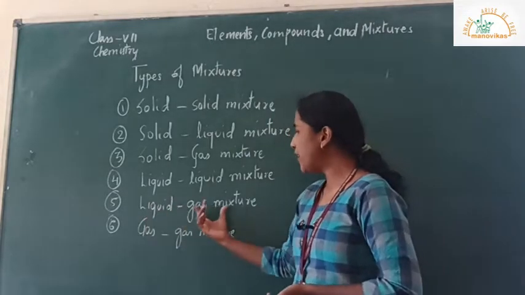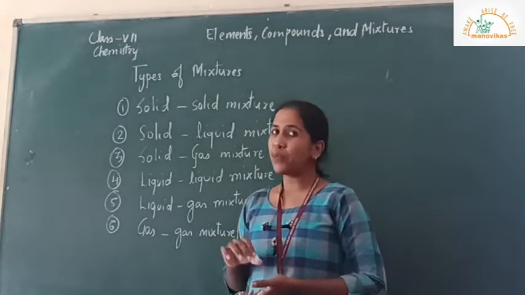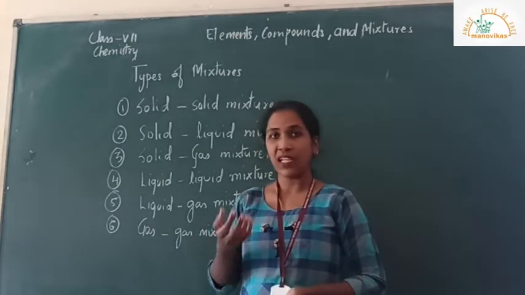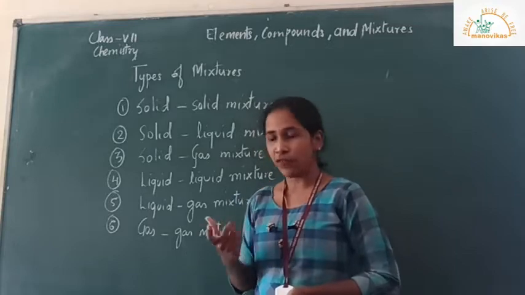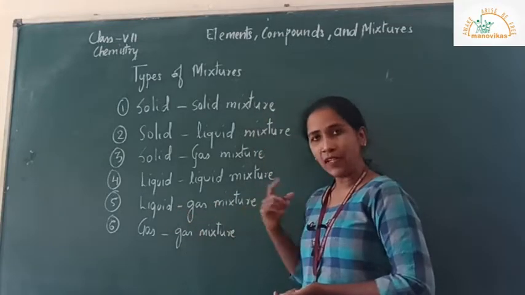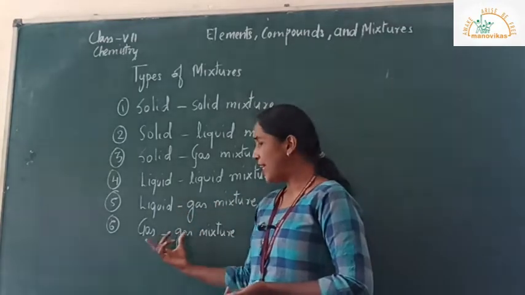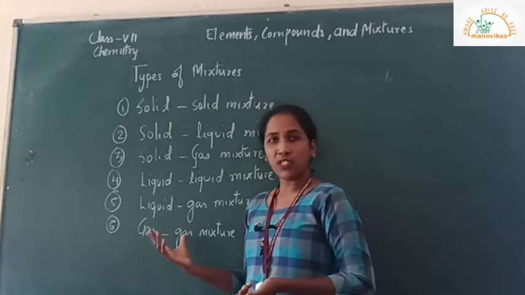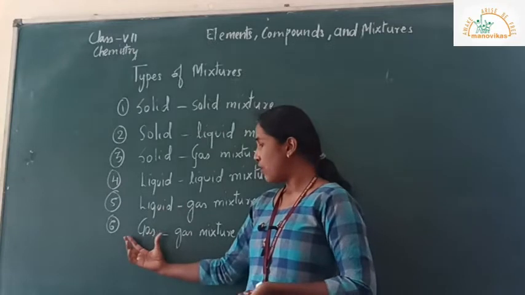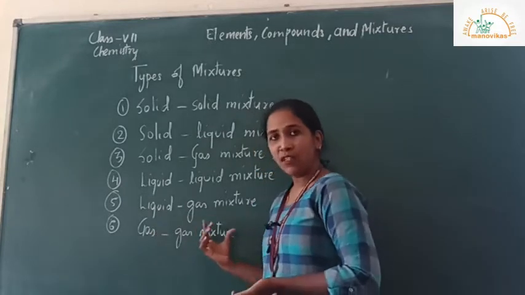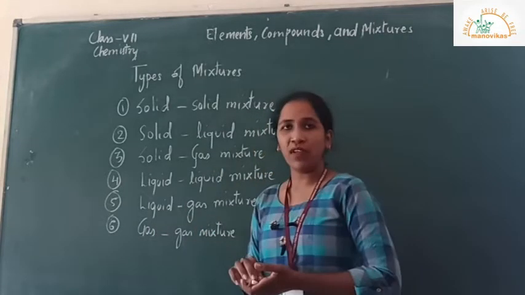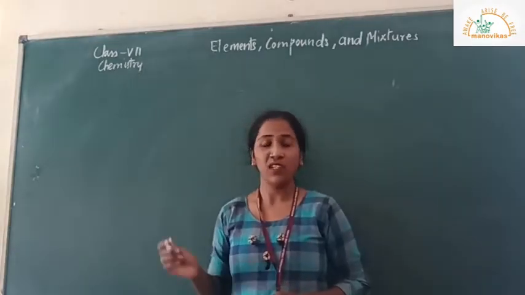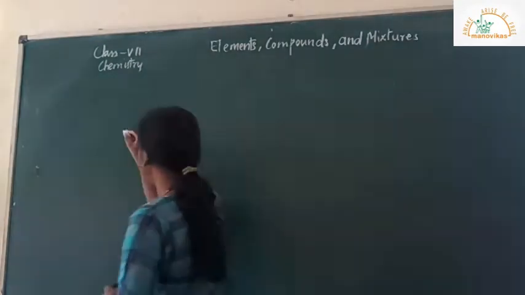Fifth one is liquid-gas mixture. For this we can take an example, that is carbon dioxide gas present in a soft drink. So that is a liquid-gas mixture. And the last one is gas mixture. In air there are different gases present, so it is a gas mixture. So here we have learned the types of heterogeneous mixtures. Now we will study homogeneous mixtures.